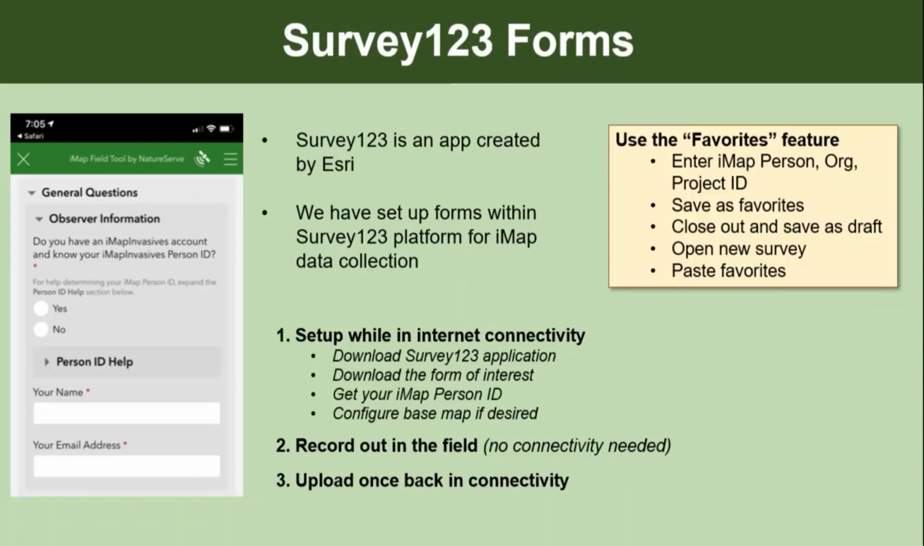And one tip for whenever you use Survey123 forms is that there's a really handy favorites feature. It lets you save some responses to questions where the answer doesn't change. For example, your iMap person ID, your organization ID, any other fields, you can save those as favorites, and it saves you from having to type those in every time. You can just paste them in on every new survey.